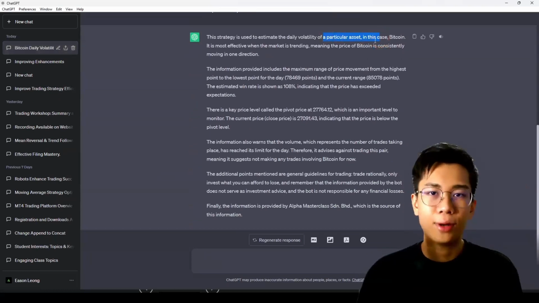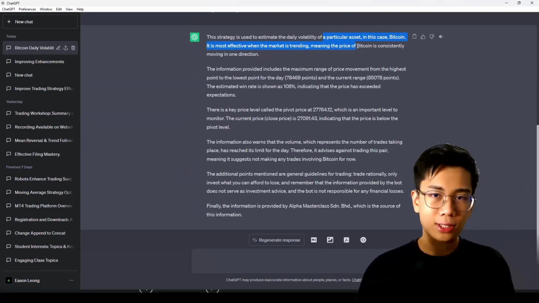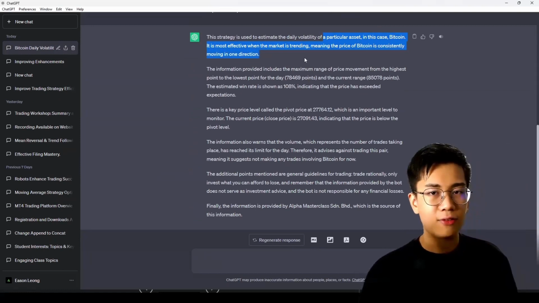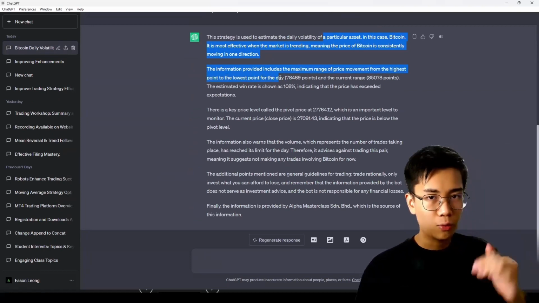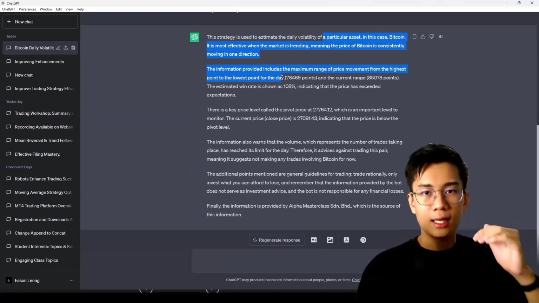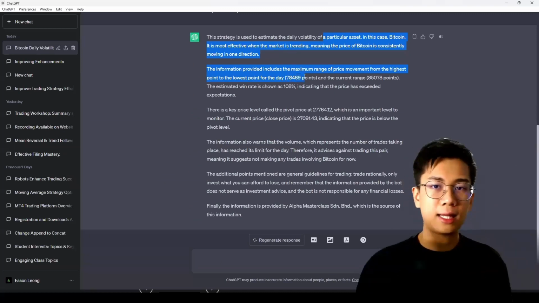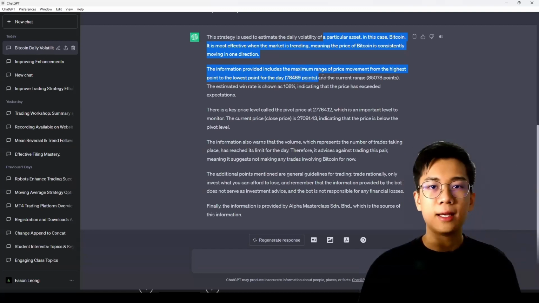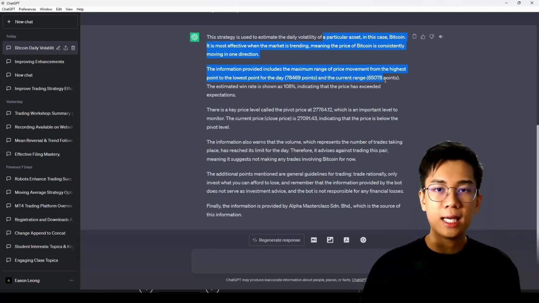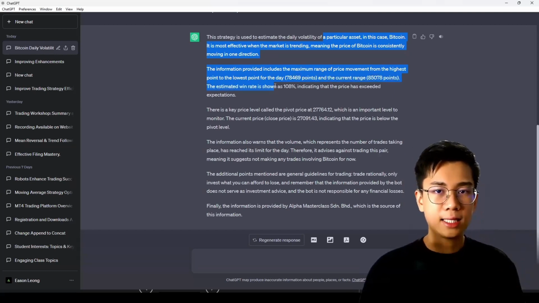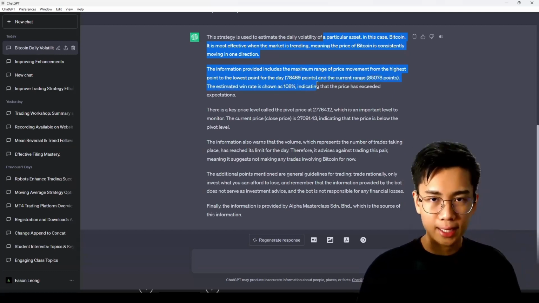This strategy is used to estimate the daily volatility of a particular asset, in this case Bitcoin. It's more effective in a trending market, meaning that the price of Bitcoin is consistently moving in one direction. From the information provided, the maximum range is highest to lowest, meaning that today's estimated highest to lowest is going to move 78,000 points for Bitcoin, and currently it has moved 85% of the points already. The estimated win rate is 108%.